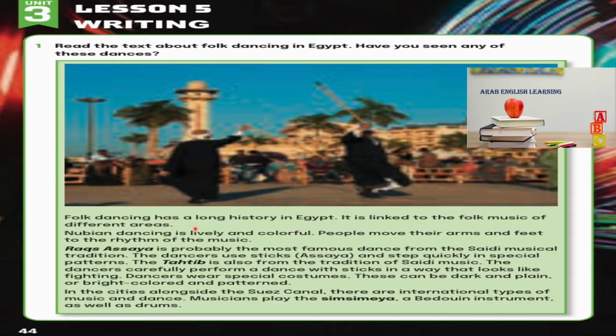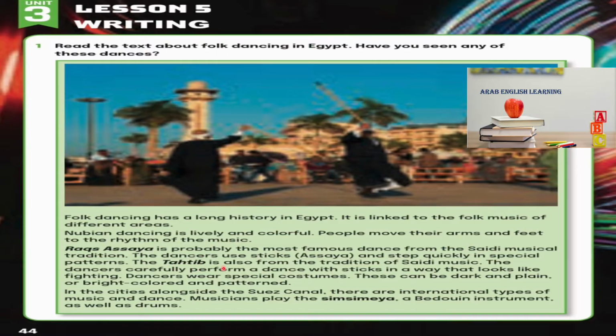Folk dancing has a long history in Egypt. It is linked to the folk music of different areas. Nubian dancing is lively and colorful. People move their arms and feet to the rhythm of the music. Raqs Asaya is probably the most famous dance from the Saidi musical tradition. The dancers use sticks, asaya, and step quickly in special patterns.